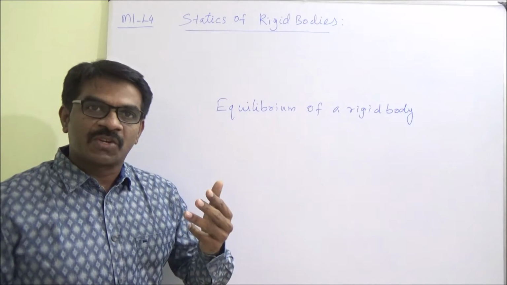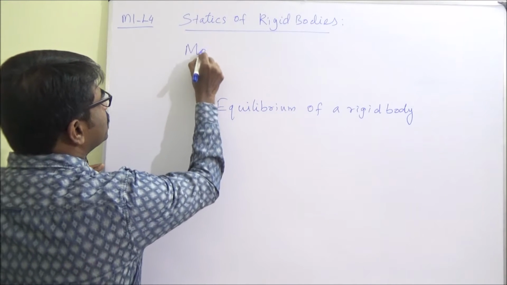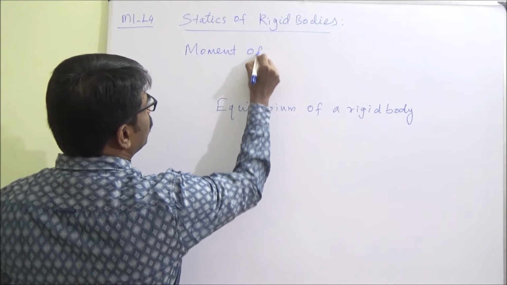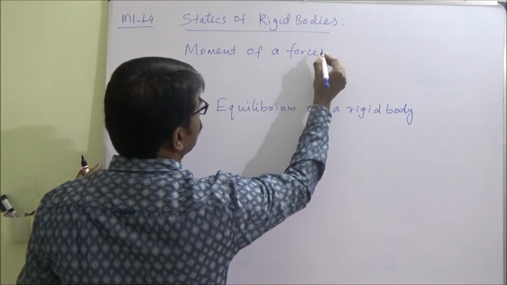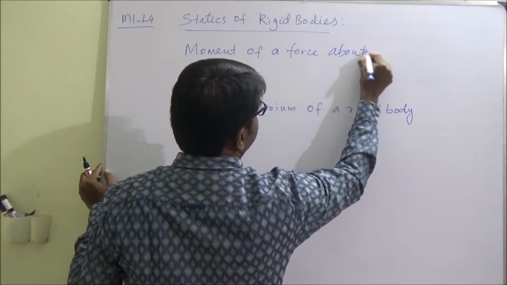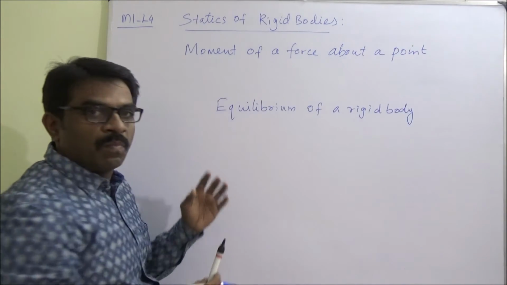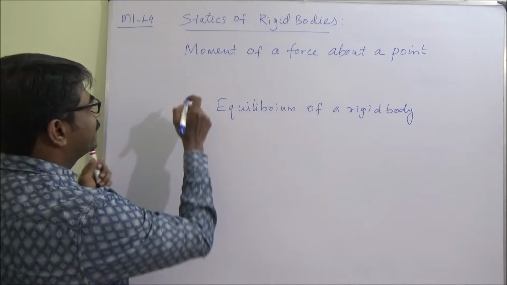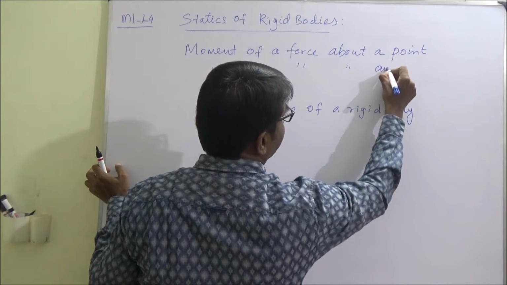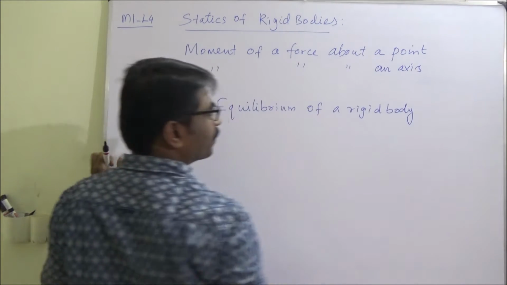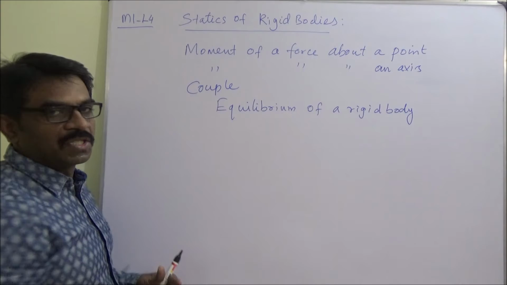Particularly, 3 major concepts we need to understand. The first concept is moment of a force about a point. Moment of a force about a point. Then moment of a force about an axis. Then we need to understand the concept of couple.